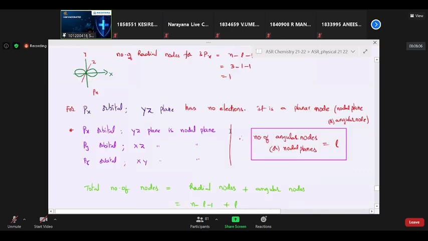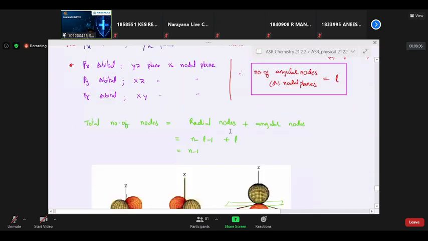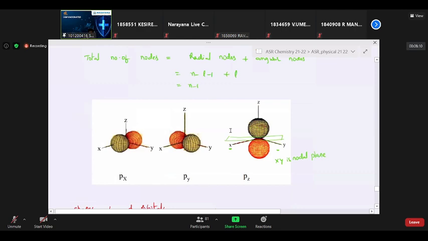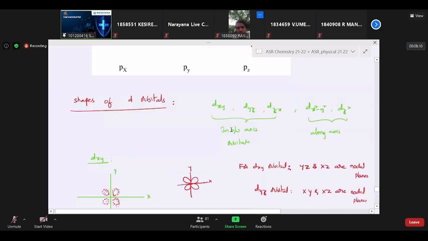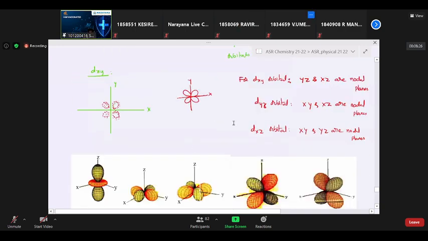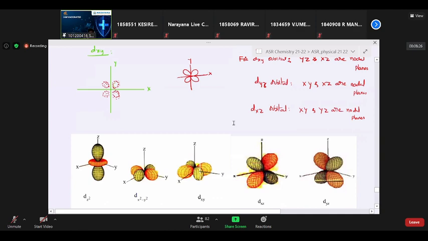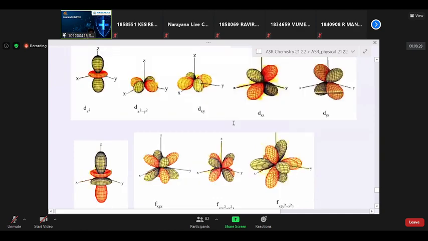So what are angular nodes? What is a radial node? How many radial nodes do we have for a given orbital, and how many angular nodes are there for a given orbital? And the shape of d orbitals in between the axes and along the axes, and what are the nodal planes for dxy, dyz, dzx, and dx square minus y square.